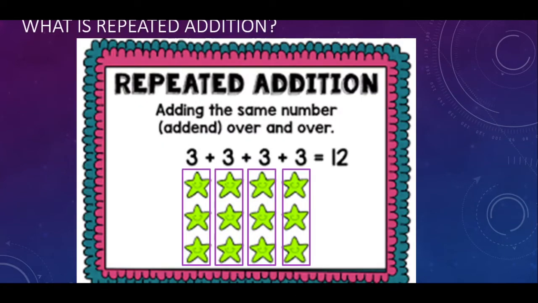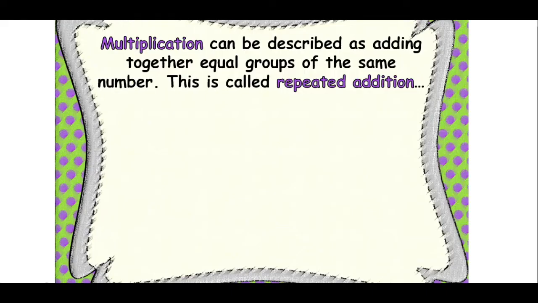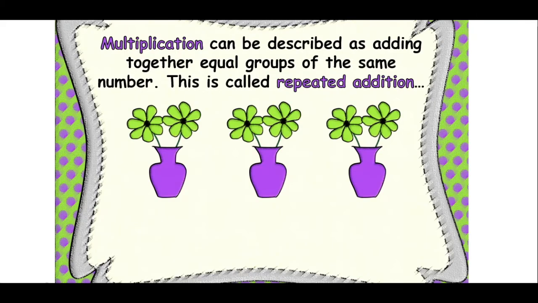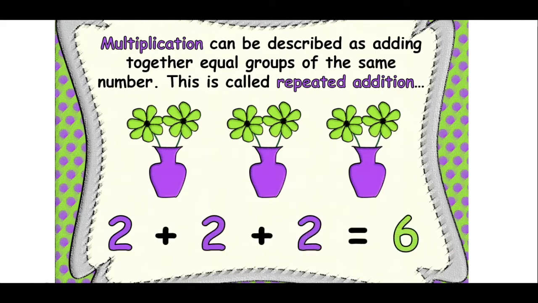Now we're moving on to repeated addition, and remember that repeated addition is when we add the same number over and over and over. In this picture, we have 3 plus 3 plus 3 plus 3, and that equals 12. We have 4 groups here of 3. Multiplication can be described as adding together equal groups of the same number, which is basically what repeated addition is. Here we have 2 flowers in the flower pot plus 2 flowers plus 2 flowers, which equals 6 flowers.